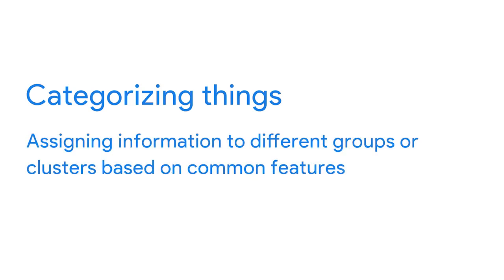The next problem type is categorizing things. This means assigning information to different groups or clusters based on common features. An example of this problem type is a manufacturer that reviews data on shop floor employee performance. An analyst might create a group for employees who are most and least effective at engineering, a group for employees who are most and least effective at repair and maintenance, most and least effective at assembly, and many more groups or clusters.